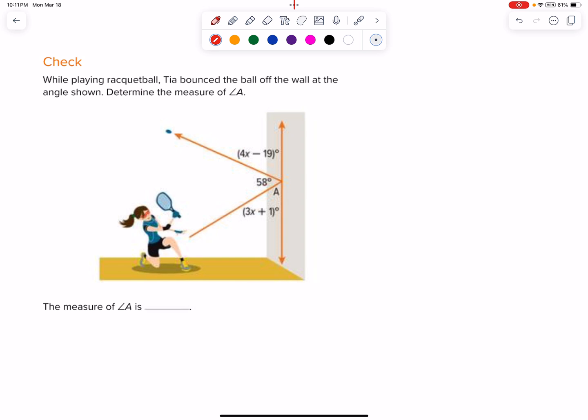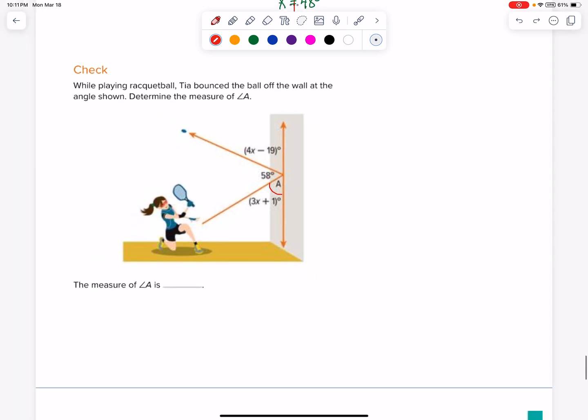Determine the measure of angle A. So we want to find the actual degree, not just what is x. So understand that. We want to find the entire angle. So you're going to have to solve for x and then plug it in to see what that angle actually is. So be aware of what the question's asking you. So either way, what do you know is true about a straight line?